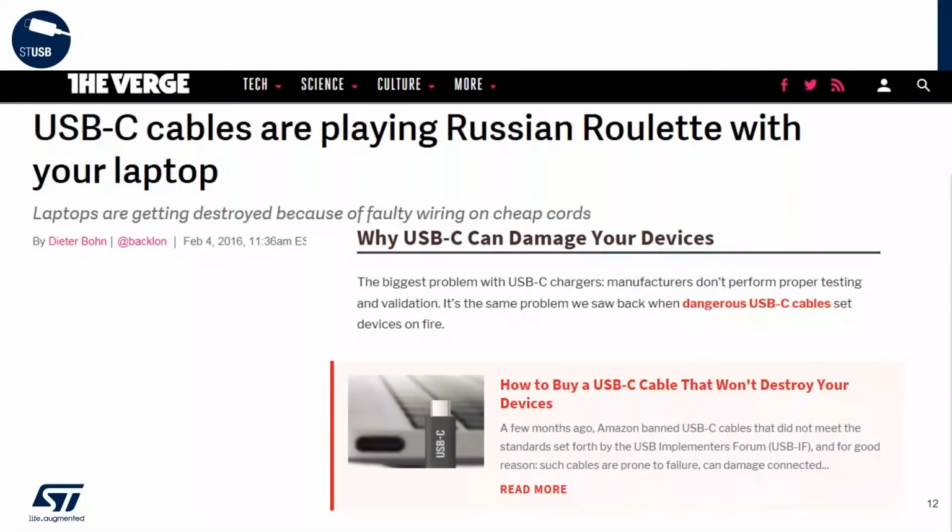So here is an illustration of bad buzz on the web a few years ago because of some wrong implementations by early adopters combined with a cheap or non-certified USB-C cable. So when playing with power without appropriate care, this can be destructive.